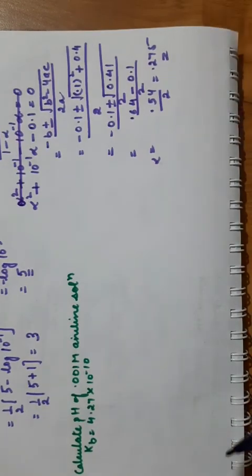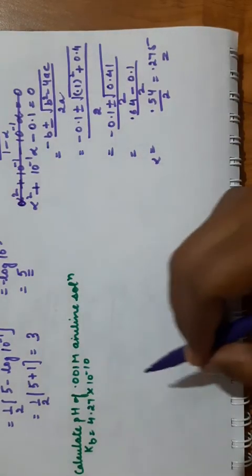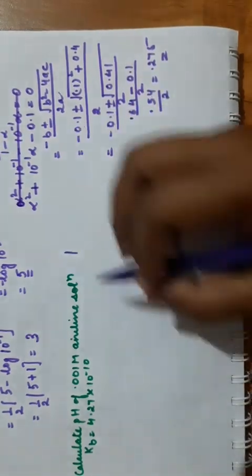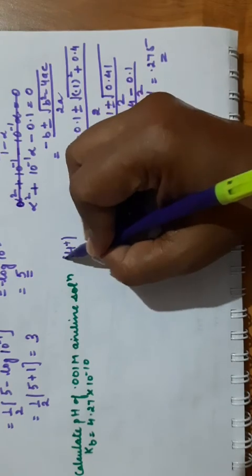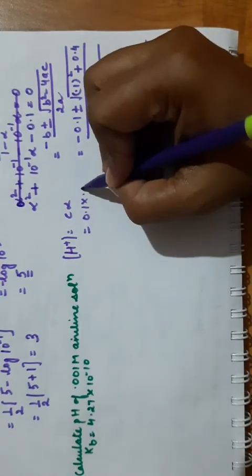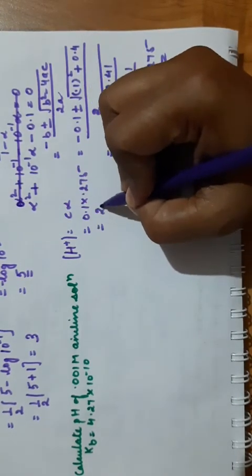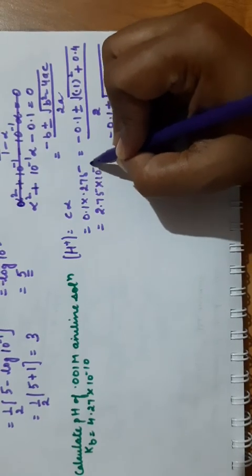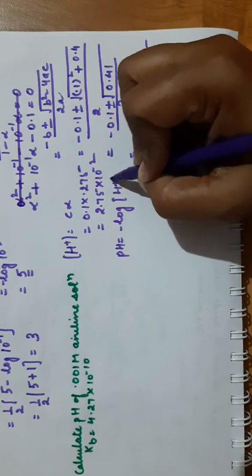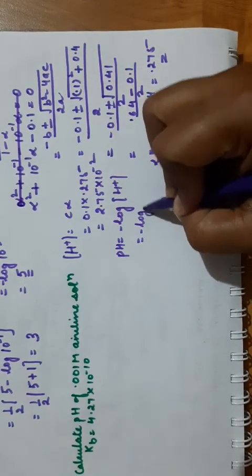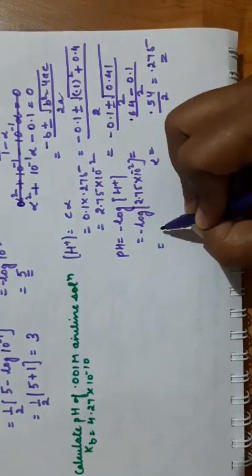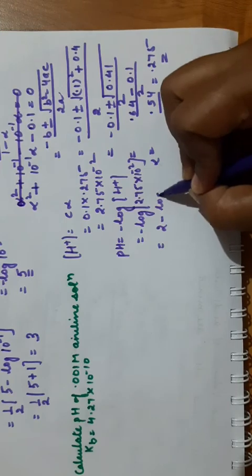So from here we will start now calculating. Now we have got alpha value. Using this alpha value, we will now calculate the pH. So first we will calculate the hydrogen ion concentration, which will be equal to C alpha. C is given 0.1, alpha is 0.275. So it becomes 2.75 into 10 power minus 2. pH will be equal to minus log H plus. So we can write here minus log 2.75 into 10 power minus 2. So it becomes 2 minus log 2.75.